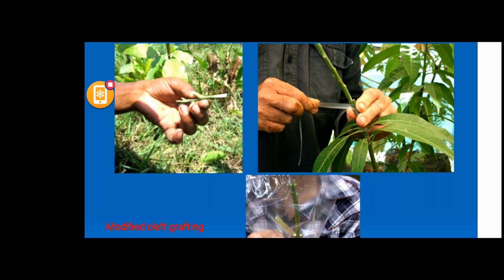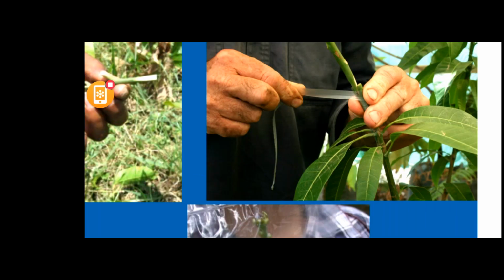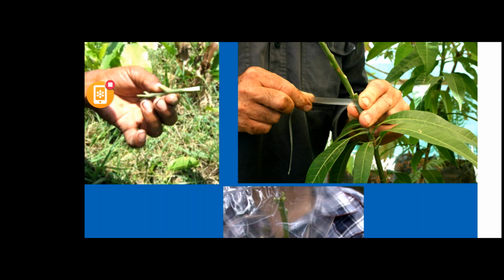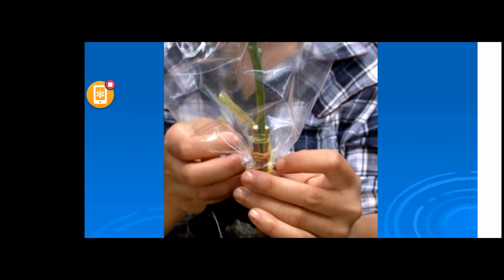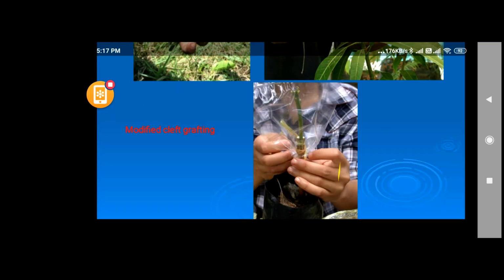give a downward cut with some portion of wood and bark, 3 to 4 centimeters, and keep the bark and wood on one side, and then you put the scion in that gap and put the polythene wrapping very well, so as not to let any water enter. That should be protected from water, and like this you wrap the polythene in the operation. It is a very commercial method.